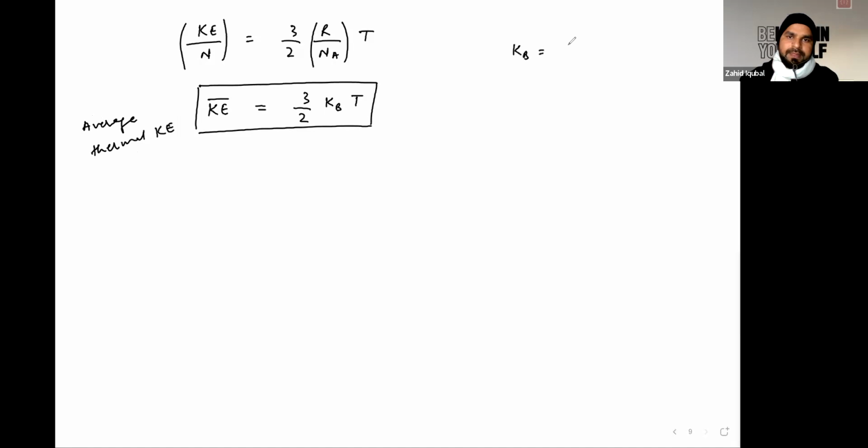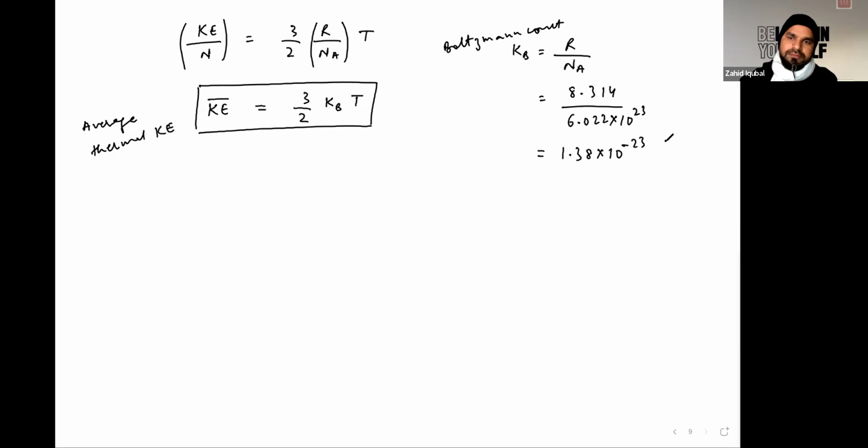In this part, Kb equals R by Na. Kb is called the Boltzmann constant. R is the universal gas constant, which is 8.314. The Avogadro number is 6.022 into 10 to the power 23. So if you simplify it, you'll get 1.38 into 10 to the power minus 23 joule per Kelvin, which equals the Boltzmann constant.